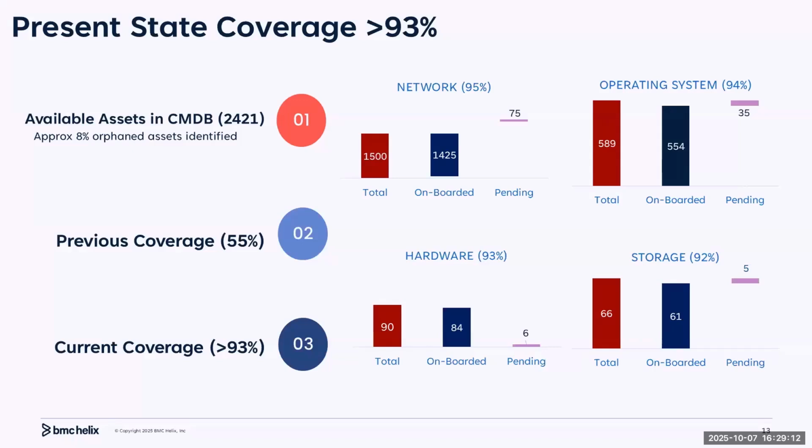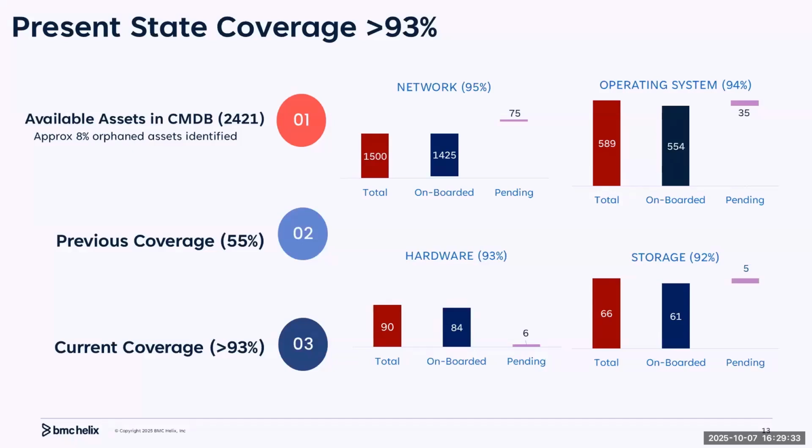One of the important things to note here is that the customer also identified that there are 8% orphaned assets. Nobody knew that those assets existed. They were just lying there. Maybe test servers, or somebody spun up a server for some project and they were just lying there, unused. So 8% are the orphaned assets.